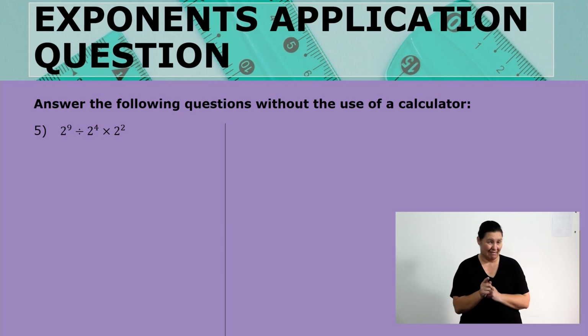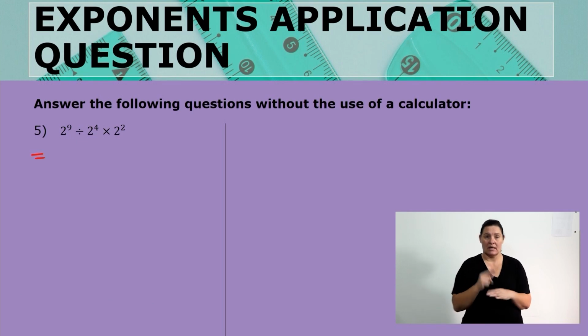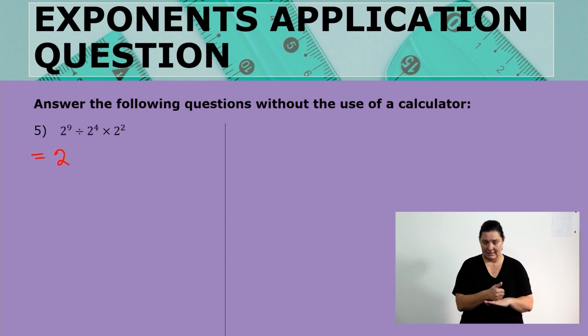Now, you have to be careful with this one because we are dividing and multiplying. So don't confuse your exponent laws. So we are going to start by dividing. Remember what happens when we are dividing powers of the same base. We are going to keep the base and we are going to subtract the exponents.